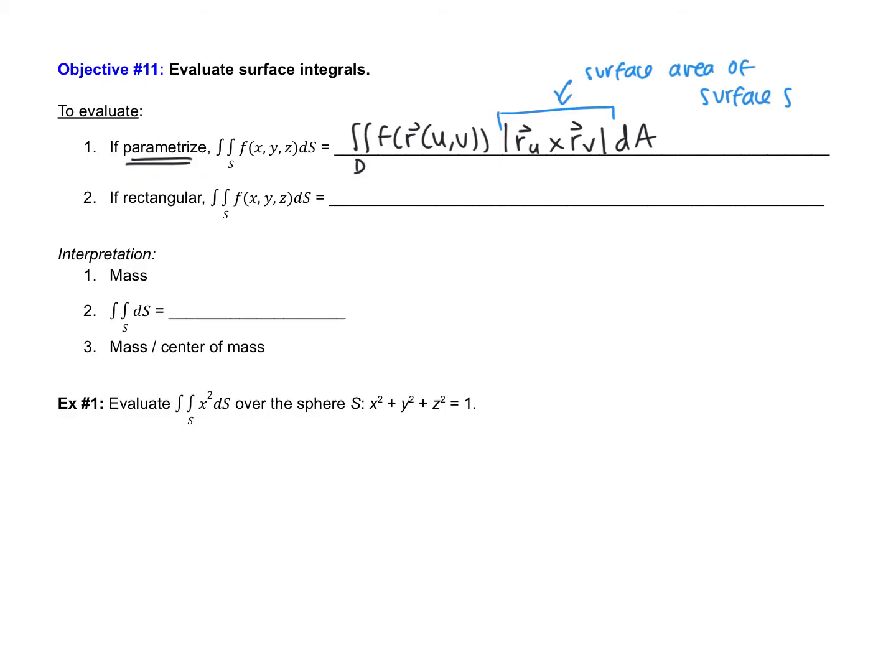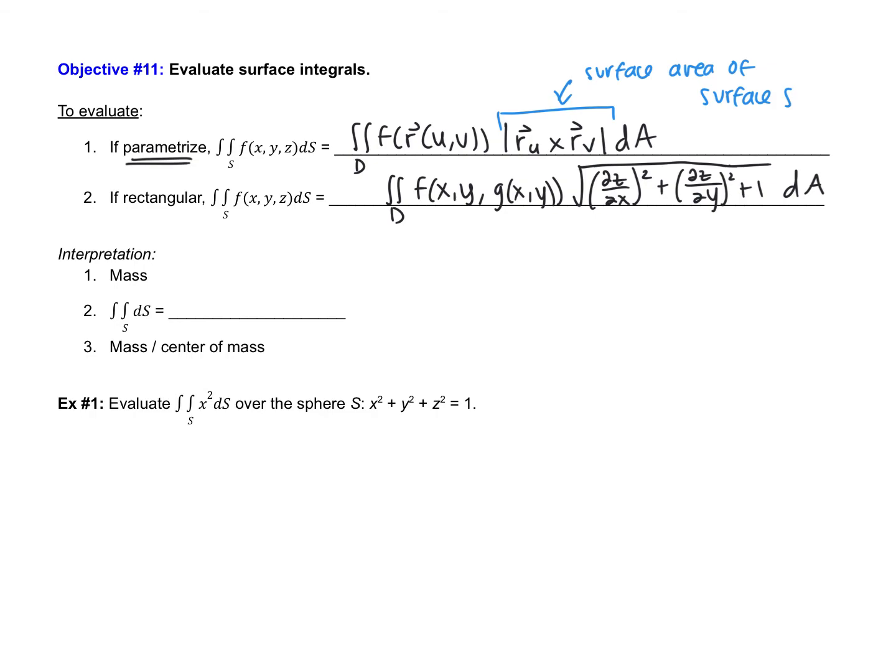Now instead, if your surface is rectangular, the way to evaluate that surface integral is this is going to become the double integral over the region D of f(x, y, z), which we write as a function of x and y, multiplied by the square root of the partial of z with respect to x squared, plus the partial of z with respect to y squared, plus 1, dA. And again, that should look familiar with surface area also. Of course, we're going to do examples with both parameterizations and rectangular coordinates.